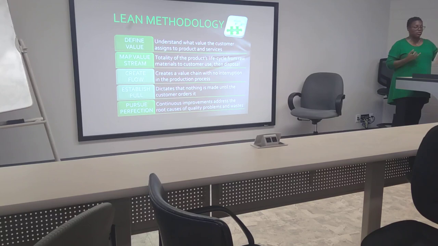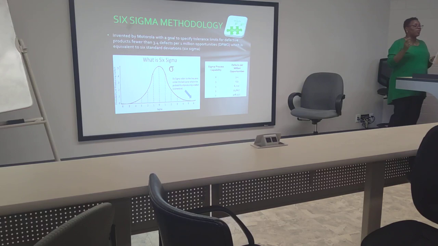Six Sigma, on the other hand, they also have tools, values that I'm going to define in a second. But this was actually invented by Motorola with a goal to specify tolerance limits for defective products fewer than 3.4 defects per million opportunities. This DPMO, everybody has concerns with it, so I'm going to try to explain it the best way I can, just so you'll know. I'm not going to ask you to calculate anything on your exam, but I do want you to understand what it is.